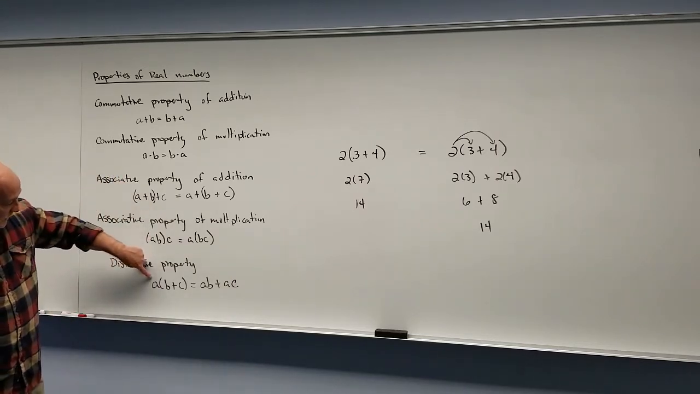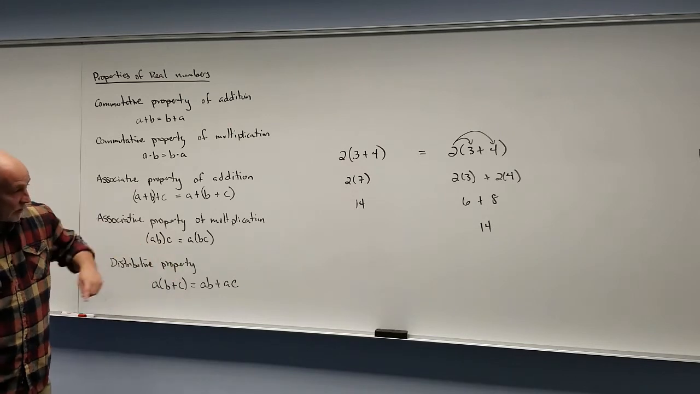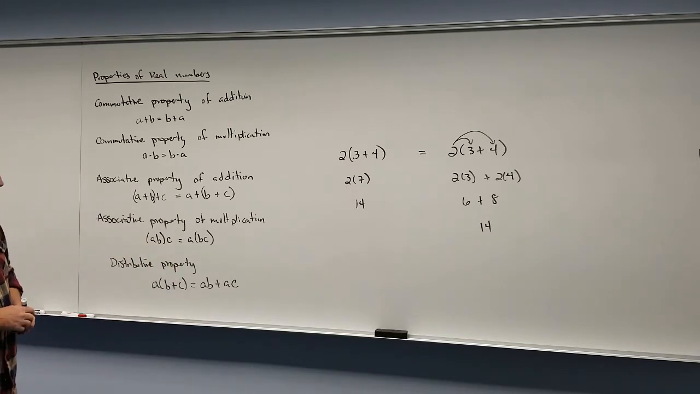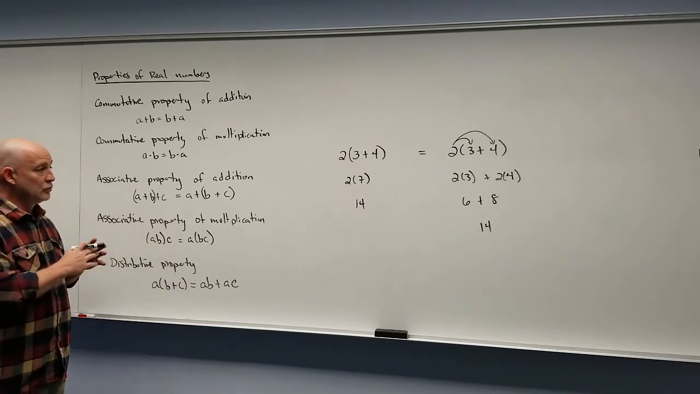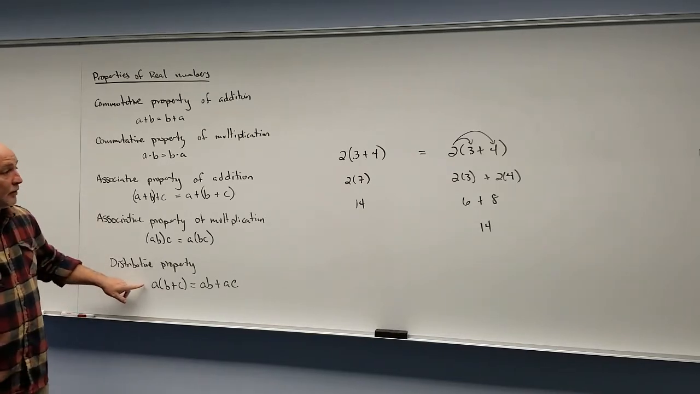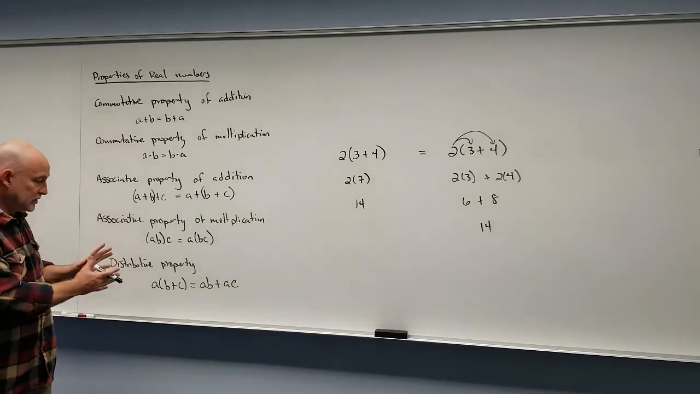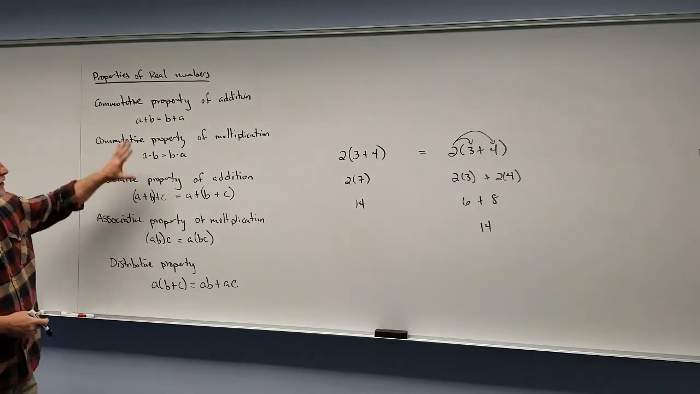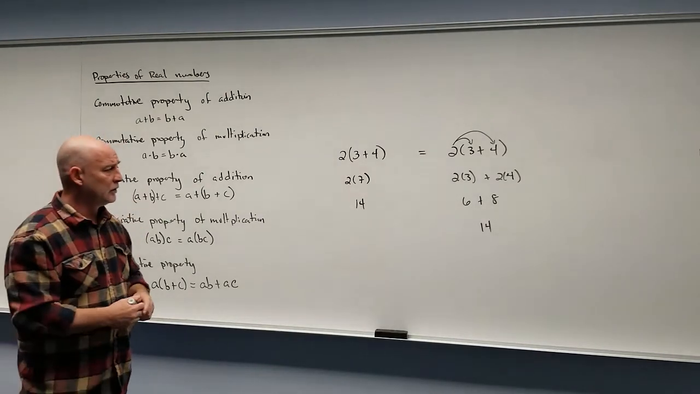Basically, we take the multiplication and distribute it across that addition. Now, most of these properties we use without even thinking about it. The distributive property is one property that we actually need to generally say we're going to use. These other ones we just kind of use because we understand them.